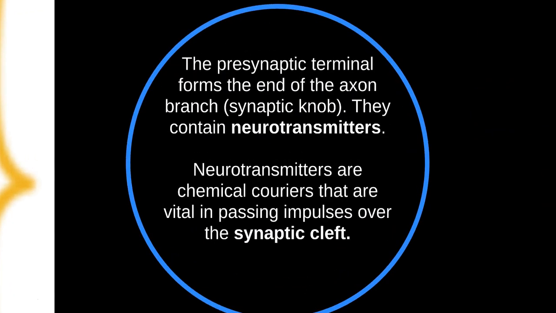So the presynaptic terminal forms the end of one axon, we know. In this case, it could be a sensory neuron, and it contains the neurotransmitters. Those neurotransmitters are the things that will cross the synaptic cleft to pass on the message to the other side, which in this case would be the postsynaptic membrane.